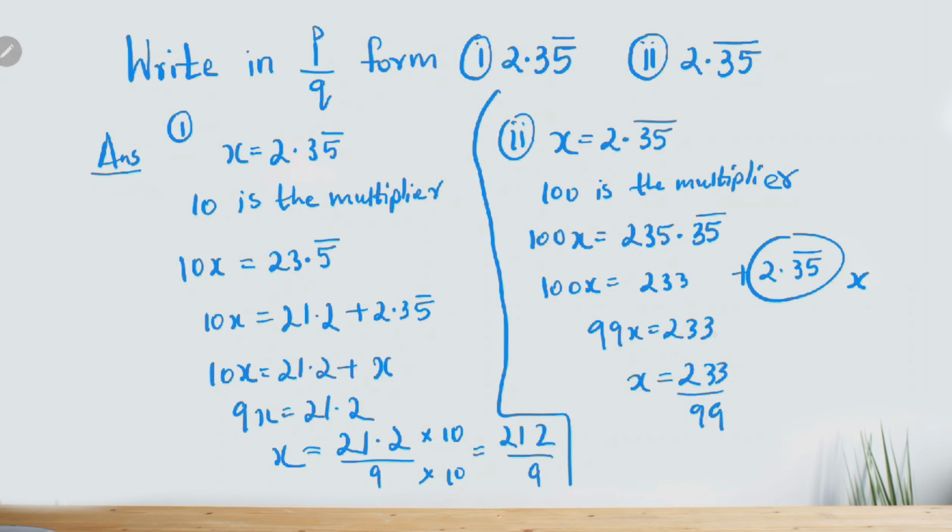Again, as I said, if it is reducible, just check and reduce it, or else that's the answer. Since both p and q are integers, that is the answer. No need to further modify this.